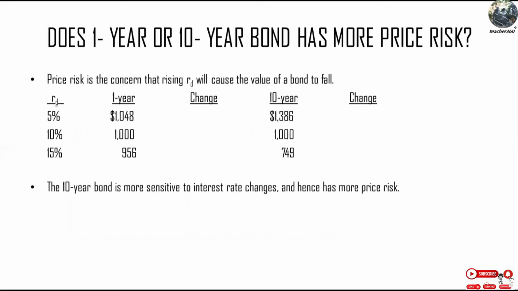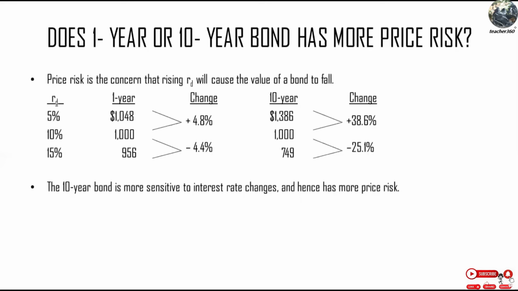Here we can see an illustration for making these things more understandable. Based on the maturity period, the bond price risks also vary significantly. When interest rate is 5%, in 1 year the bond value is 1048, and in 10 years it is 1386.